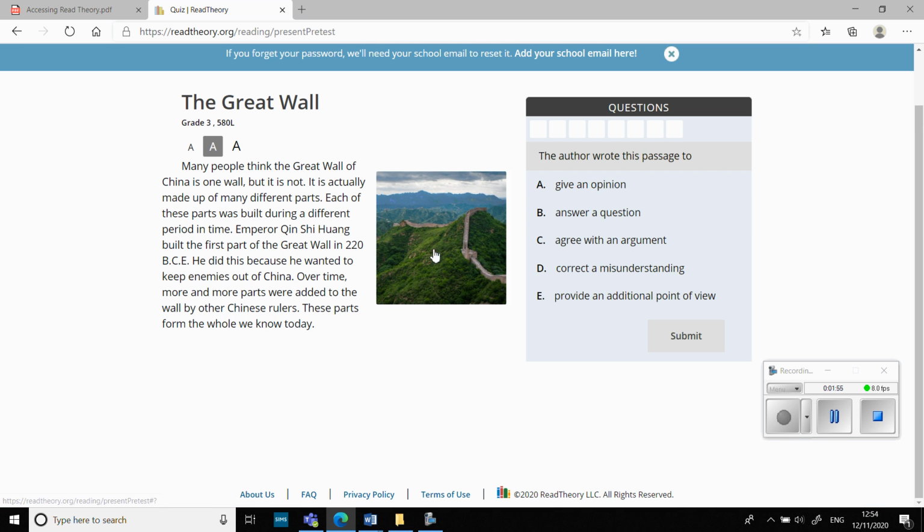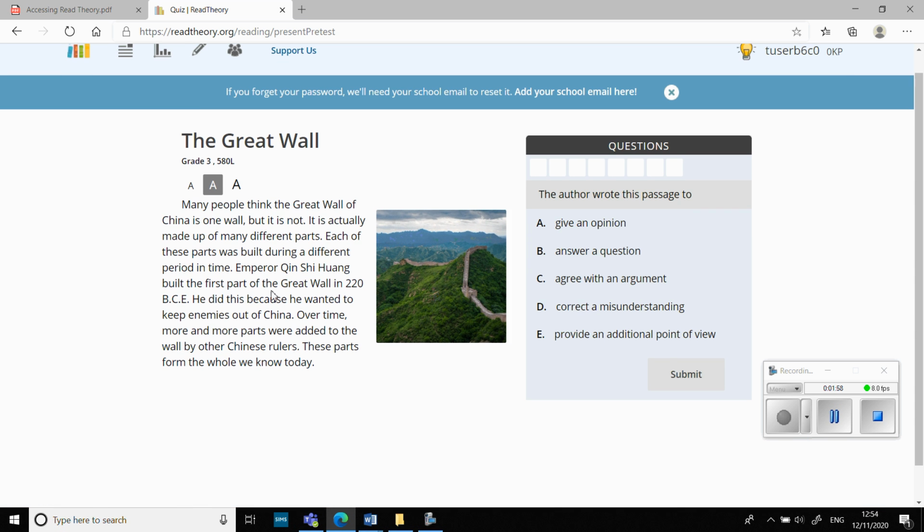So you click I'm ready, and then a reading extract will come up on the side, and here it's got a question that you need to answer, and there are always multiple choice questions. So it says the Great Wall. Many people think the Great Wall of China is one wall, but it is not. It's actually made up of different parts. Each of these parts was built during a different period in time. Emperor Jin Shui Huang built the first part of the Great Wall in 220 BCE. He did this because he wanted to keep enemies out of China. Over time, more and more parts were added to the wall by other Chinese rulers. These parts form the whole we know today.